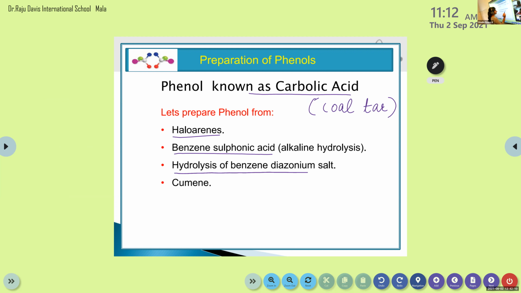And we are learning 4 methods of preparation of phenols in this section. First one from haloarenes. Second one, benzene sulfonic acid through alkaline hydrolysis. Then the third one is hydrolysis of benzene diazonium salt. And the fourth one from cumene. So there are 4 methods of preparation of phenol.